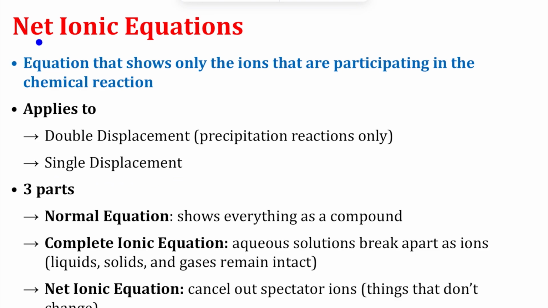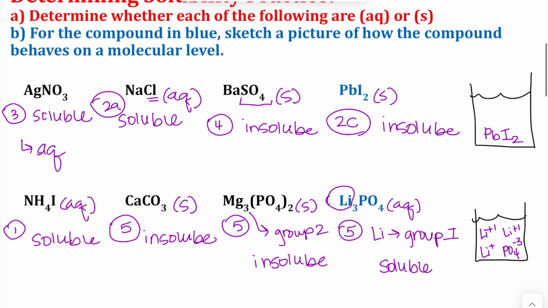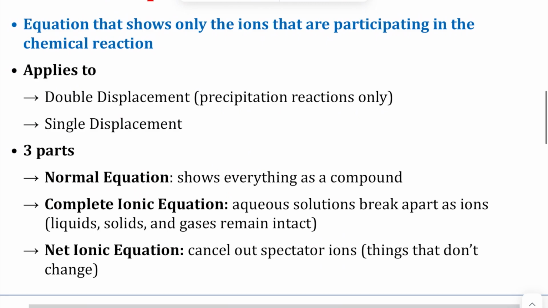In order to get to a net ionic equation, we need 3 parts, and we're going to be showing our work for all of these. We're going to start with our normal equation, which is what we are used to writing. That's going to show everything in the compound. Then we're going to write our complete ionic equation. And remember, if something is soluble, it's going to break into ions. And so we're going to write an equation showing those ions if something is soluble. So our aqueous solutions are going to break apart into ions. Liquids, solids, and gases are going to remain intact.